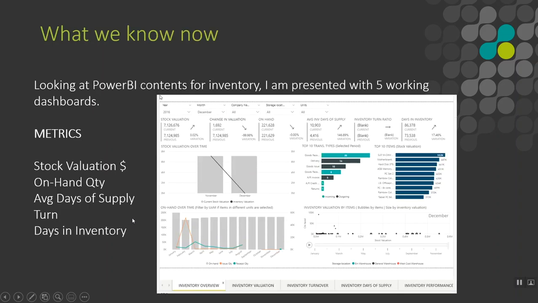Once we install the content and looking at inventory, I'm presented with 5 working dashboards. Just by looking at the screen capture, you can see very clearly that there are 5 metrics. There's stock valuation dollars, there's on-hand quantity, there's average inventory days of supply, inventory turn, and days in inventory. And that's the first out of the five dashboards that we have in Power BI.